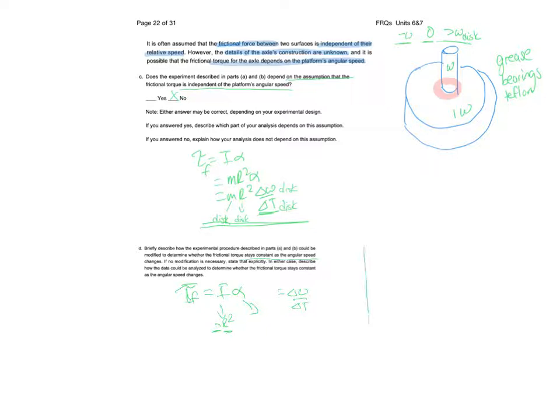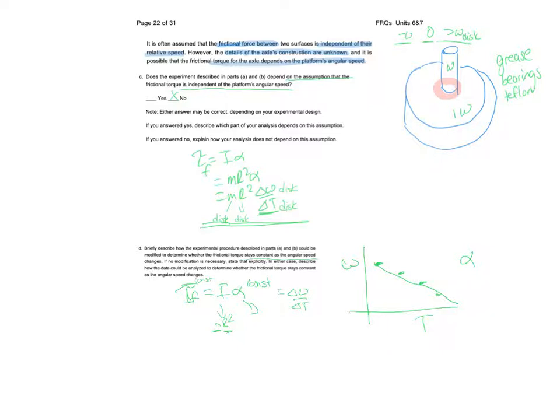So if we examine our graph from part B, we could have this situation going on here. We said that the slope of this graph is alpha. If alpha is constant, then the torque is constant, meaning it doesn't matter how fast it's rotating or how large omega is. It is going to have a constant alpha, which means the torque must be constant.